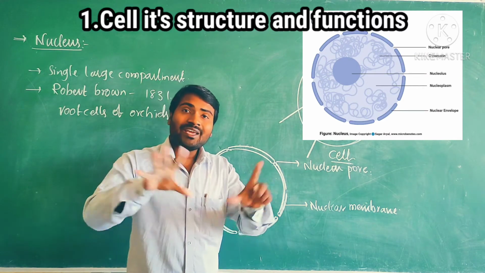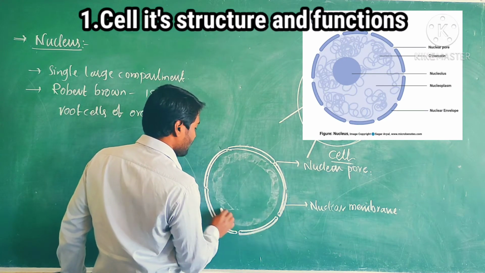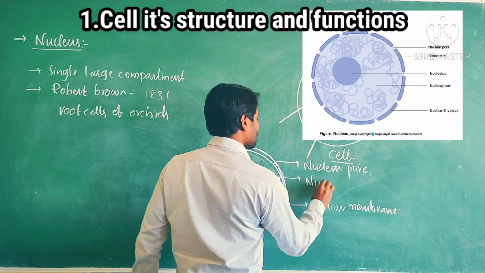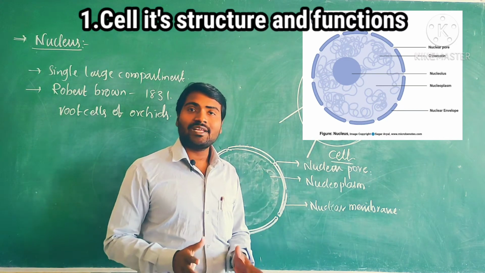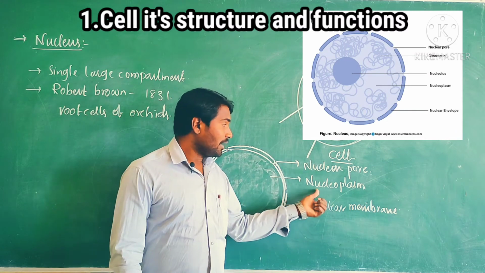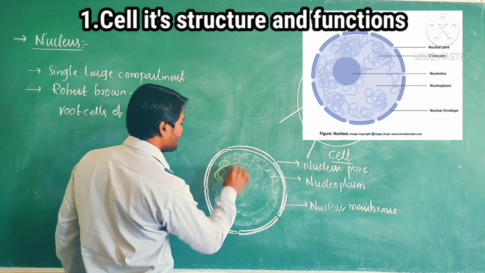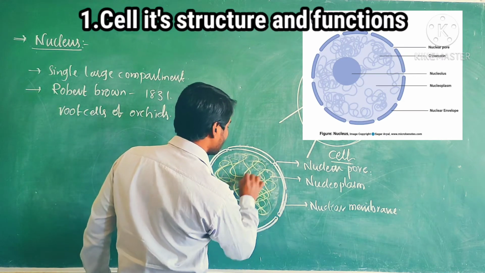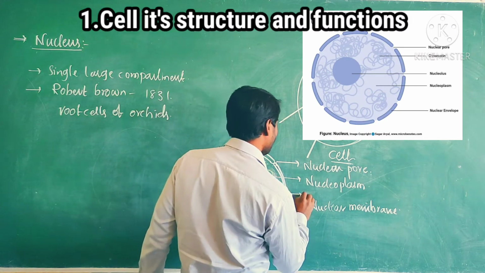Now come to inside the nucleus. The fluid content is also present, and this is called the nucleoplasm. The fluid content of the nucleus is called the nucleoplasm, like a cytoplasm. Inside this nucleoplasm, a network of material called genetic material is present. This genetic material is called chromatin.